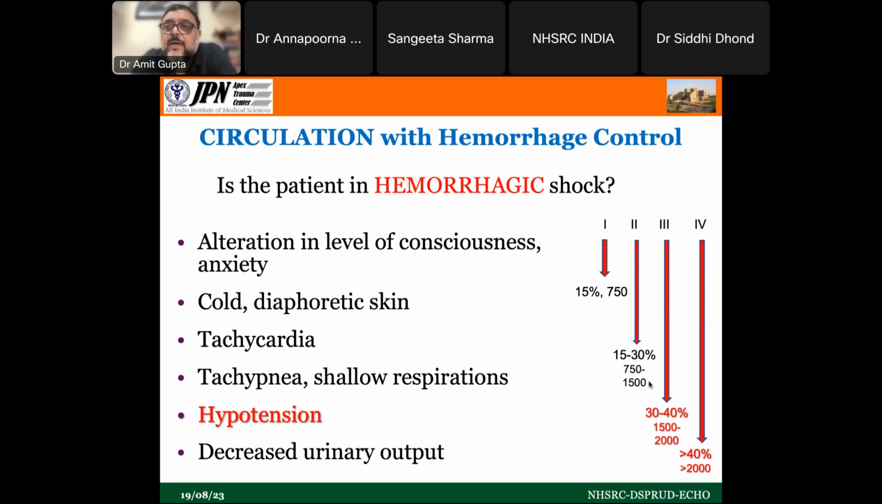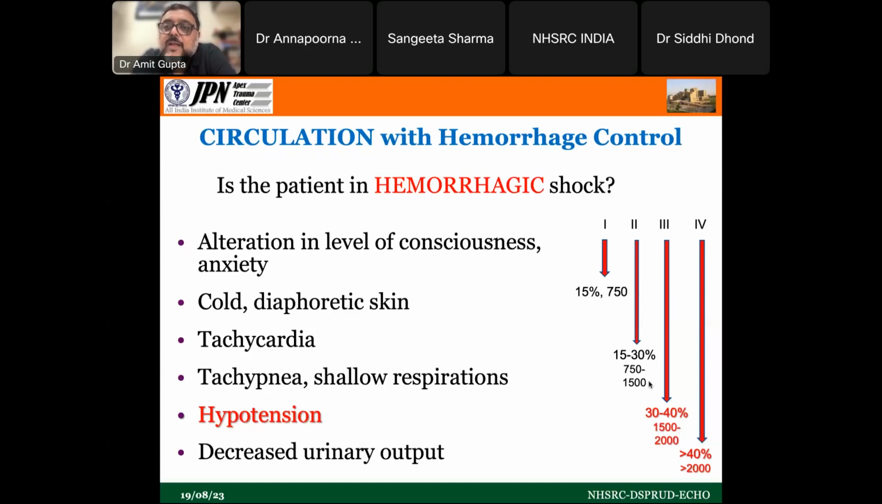The patient's heart rate will begin to rise and his breath rate will begin to rise when his blood loss is at the level of class 2 hemorrhagic shock, or 15 to 30 percent of blood volume, which is roughly 750 to 1500 ml. Now the hypotension, that's why I was saying do not rely on hypotension for diagnosis of shock, because a decrease in systolic blood pressure would occur only in class 3 hemorrhagic shock, when the person has already lost 1.5 to 2 liters of blood.